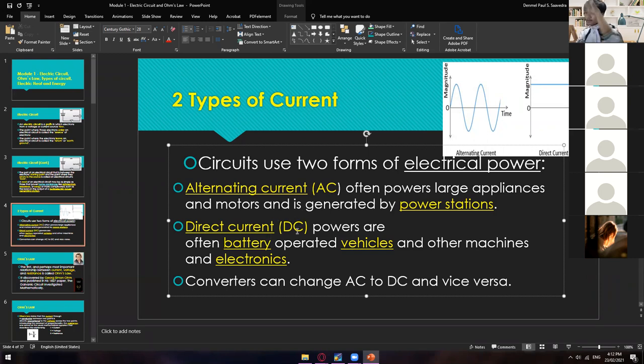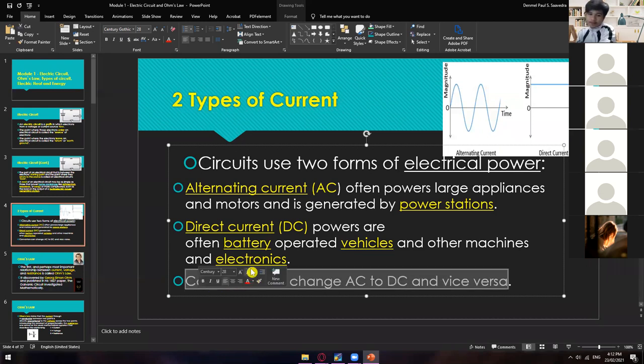AC is alternating current, and DC is consistent current. DC is mostly used by batteries, vehicles, and other machines and electronics. If we have a DC source, of course, we can convert this DC into AC. And vice versa, if we have an AC source, we can also convert it into DC. We call that an AC-DC or DC-AC converter, right? So are we clear so far?